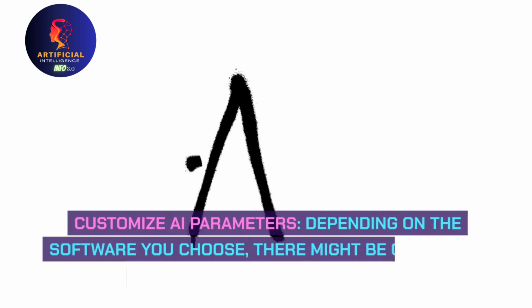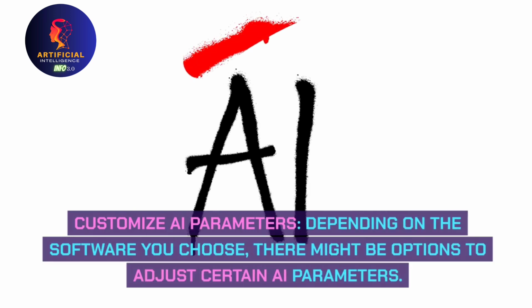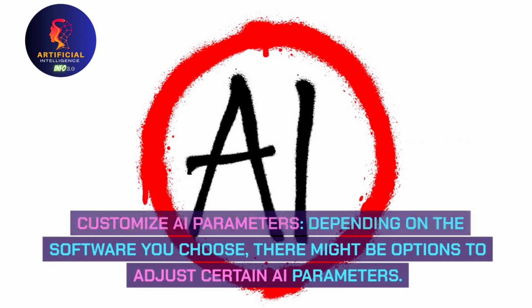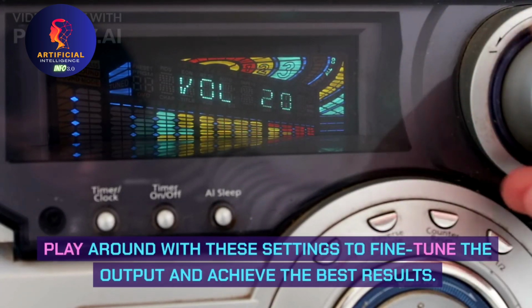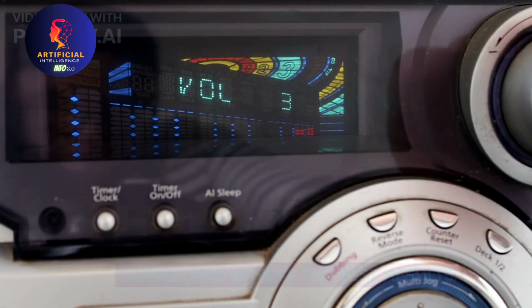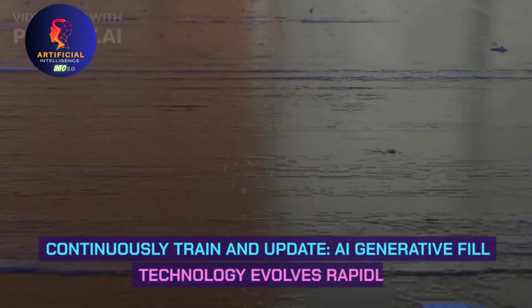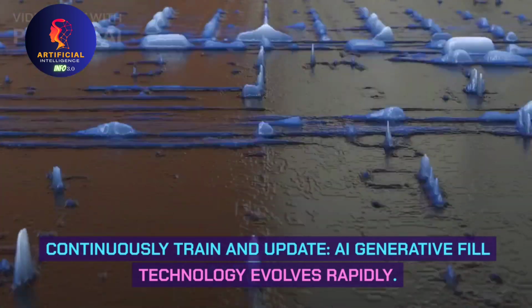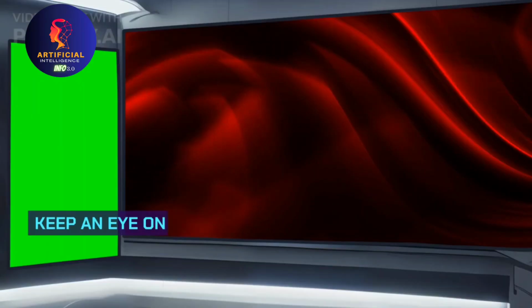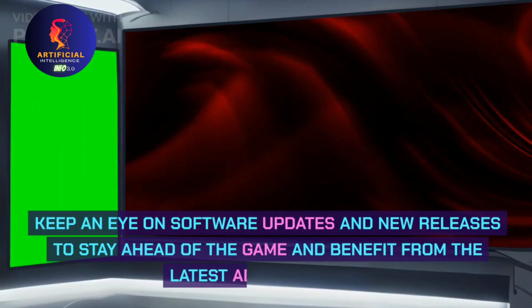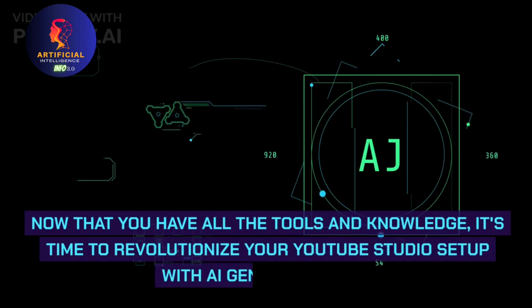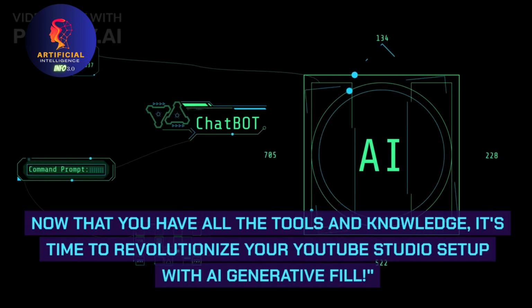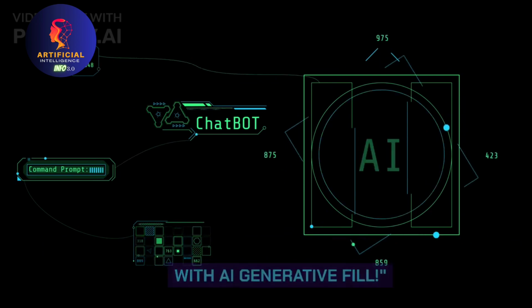Customize AI parameters. Depending on the software you choose, there might be options to adjust certain AI parameters. Play around with these settings to fine-tune the output and achieve the best results. Continuously train and update. AIgenerativefill technology evolves rapidly. Keep an eye on software updates and new releases to stay ahead of the game and benefit from the latest advancements. Now that you have all the tools and knowledge, it's time to revolutionize your YouTube studio setup with AIgenerativefill.